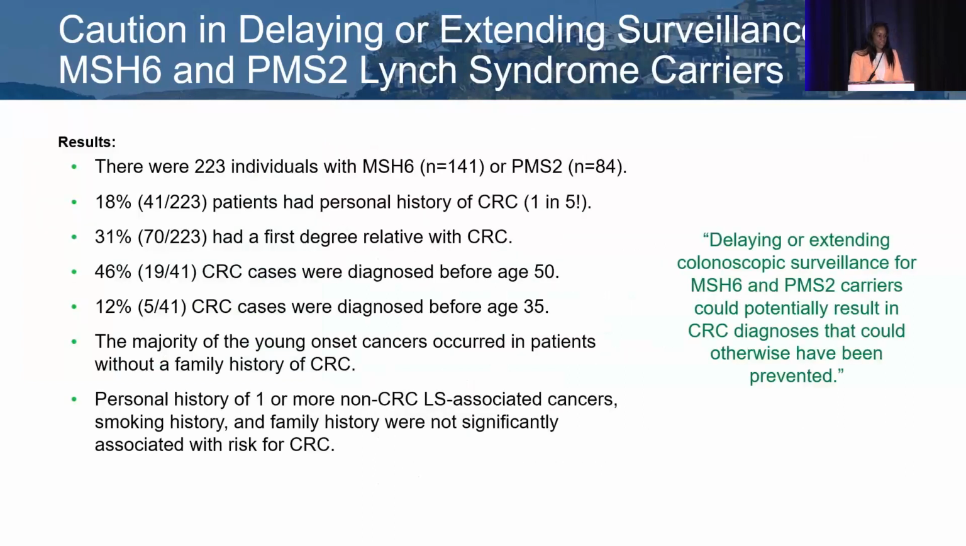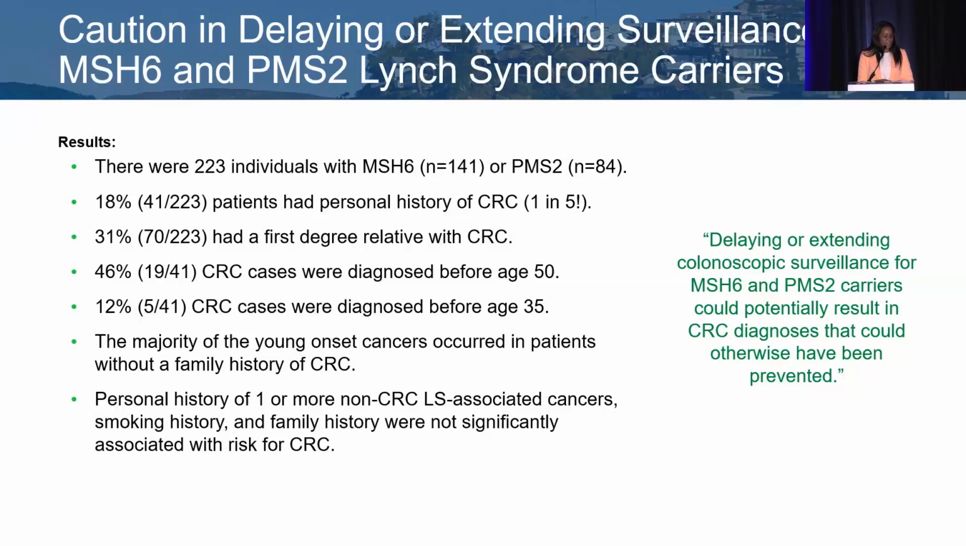They had very interesting findings. They had 223 individuals that they were able to include in this study, and 18% had a personal history of colorectal cancer, so significant, 1 in 5. There were also 31% that had a first-degree relative with colorectal cancer, and over 40% were diagnosed before age 50. There were 12% of colorectal cancers that were diagnosed even before age 35, or again, where these new guidelines are suggesting we can start surveillance.